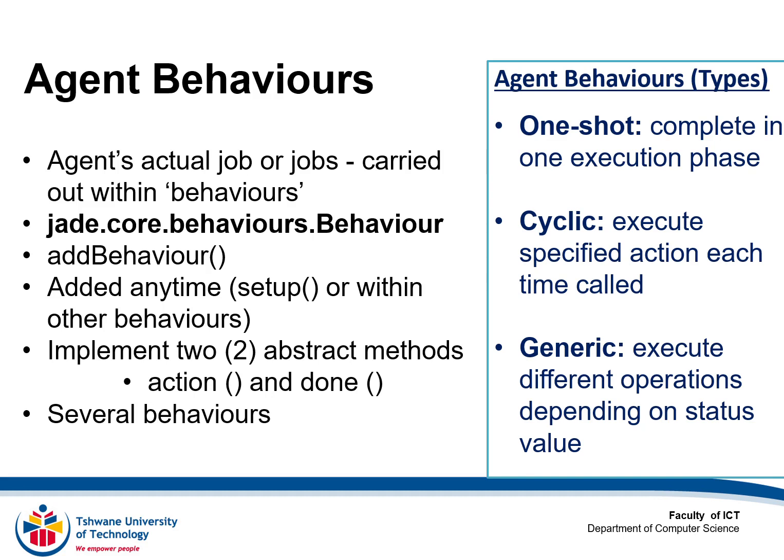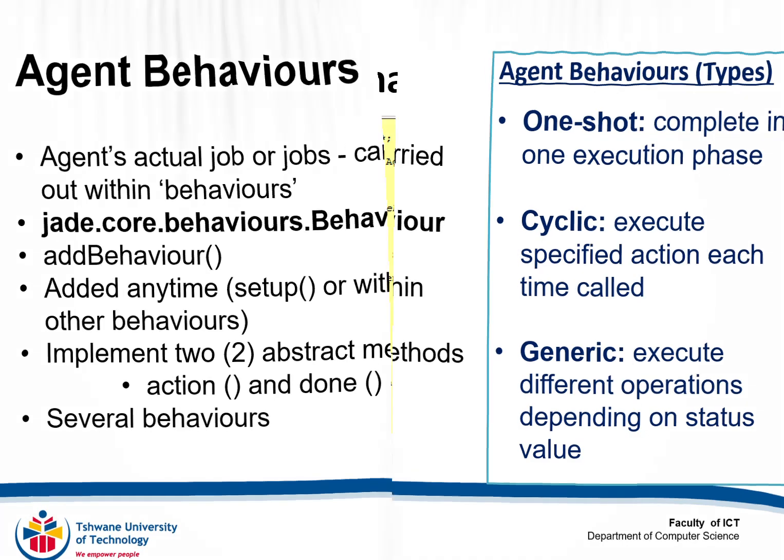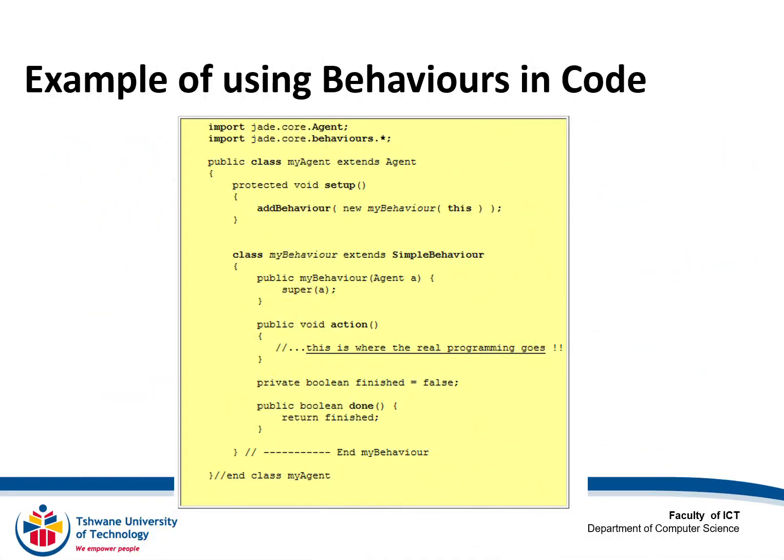And there are, like I said, several types, and we will focus on the main three. The one-shot behavior completes in one execution. The cyclic behavior, just like the name says, executes a specified action each time it is called. And the generic behavior executes different operations depending on the status of a particular value. I'd like you to read a bit more about these behaviors when you get a chance, because they're quite important.